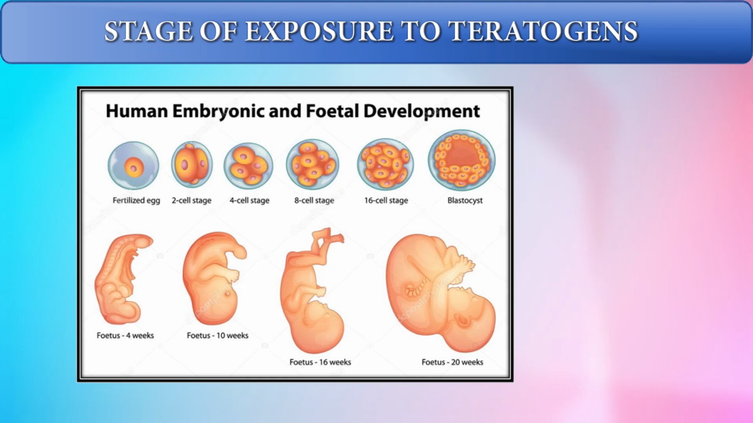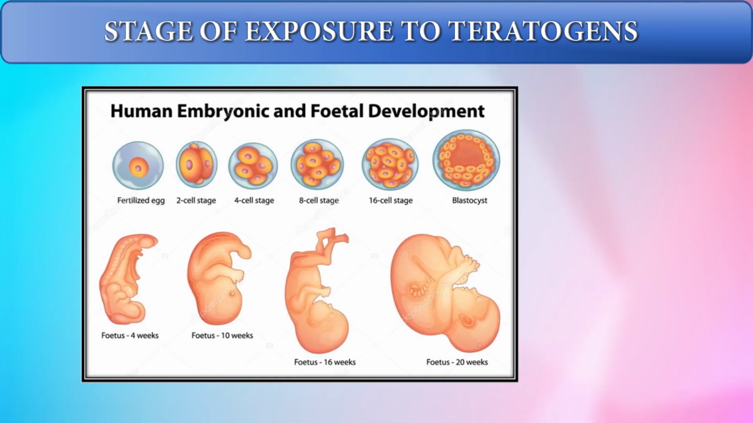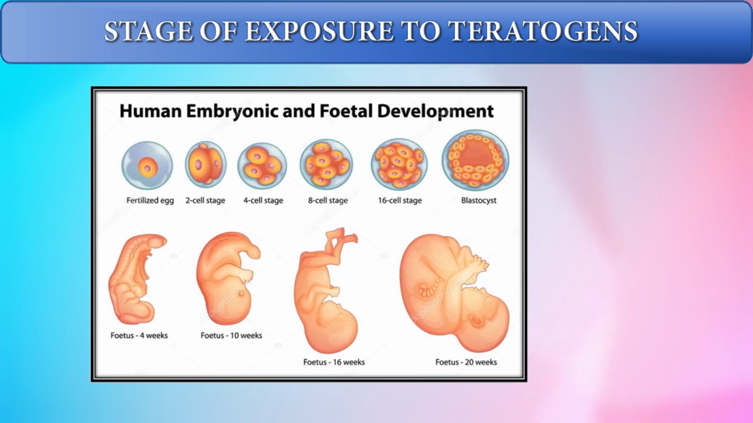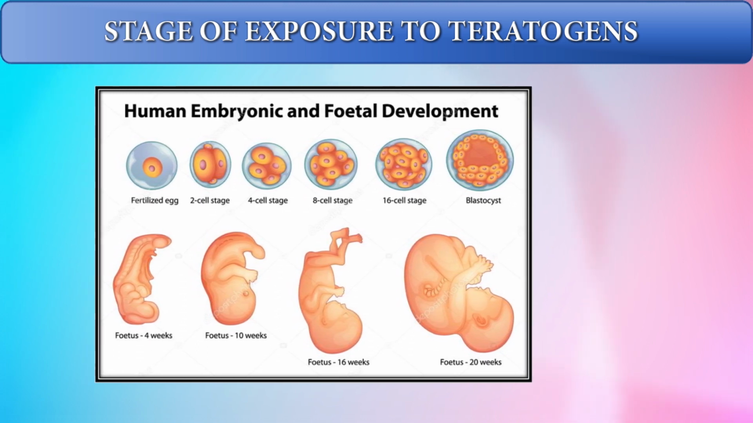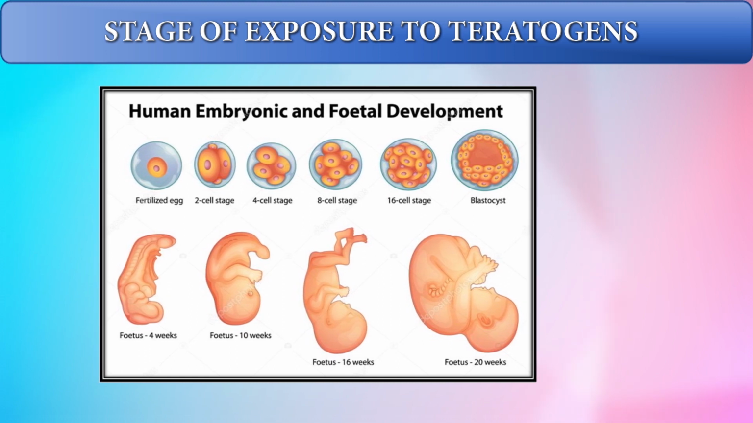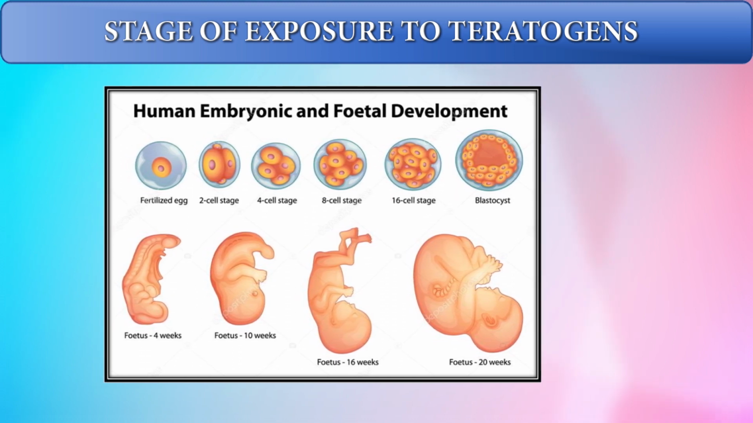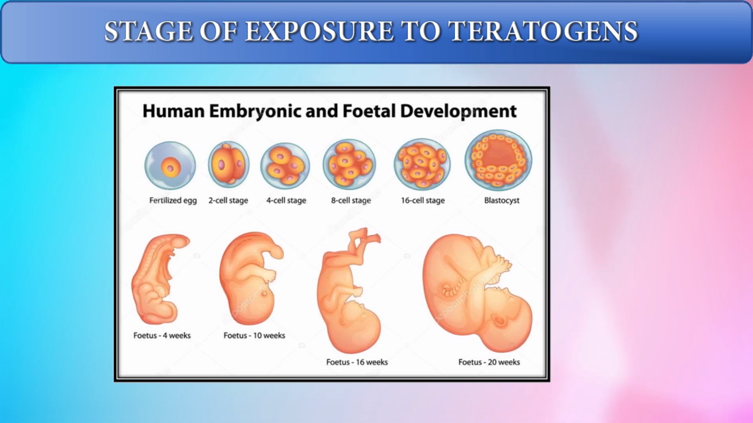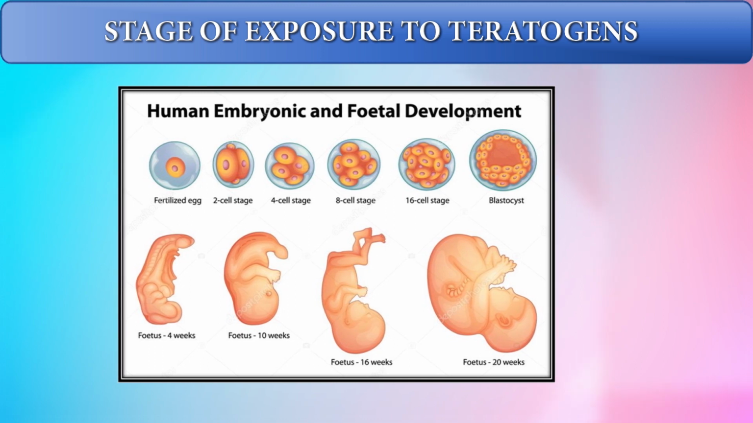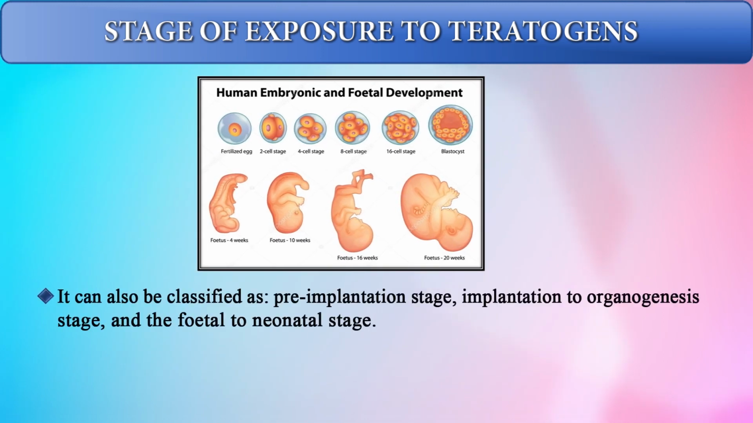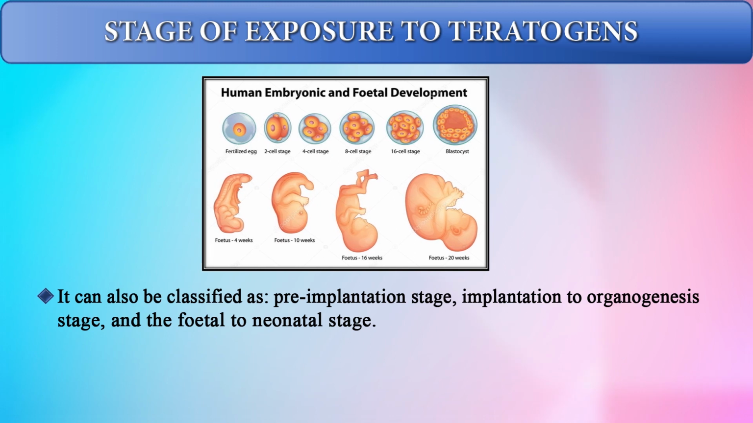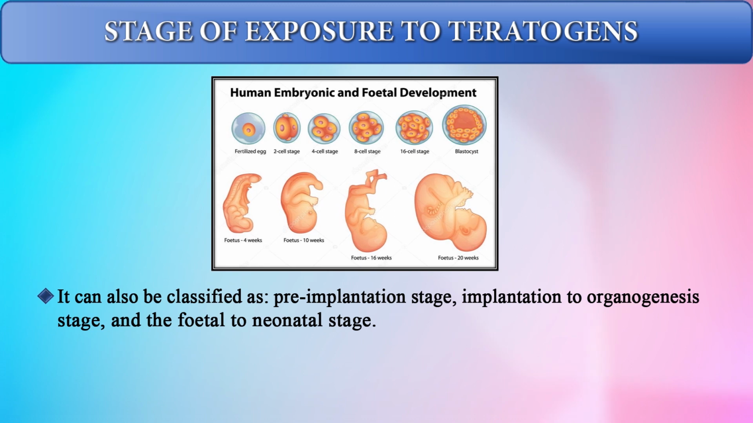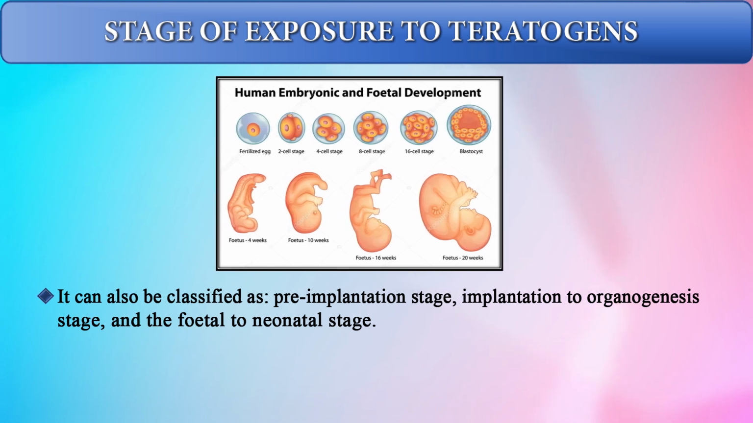Now this is the human embryonic and fetal development. Here you see, from the fertilized egg, the stages, for example the 4-cell stage, the 8-cell stage, the 16-cell stage, the blastocyst. In the same way you can see the fetus at 4 weeks, 10 weeks, 16 weeks and finally 20 weeks. So we can classify these stages as the pre-implantation stage, the implantation stage, the organogenesis stage, and the fetal to neonatal stage.